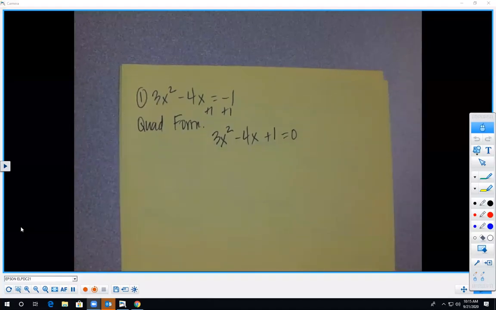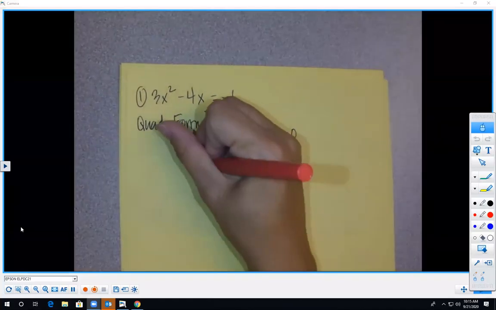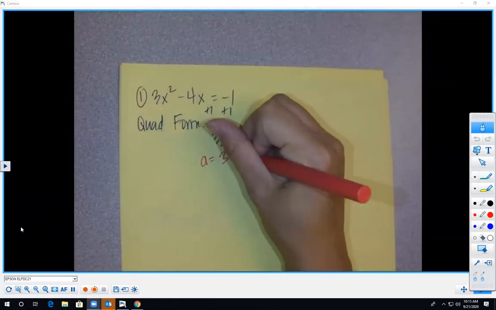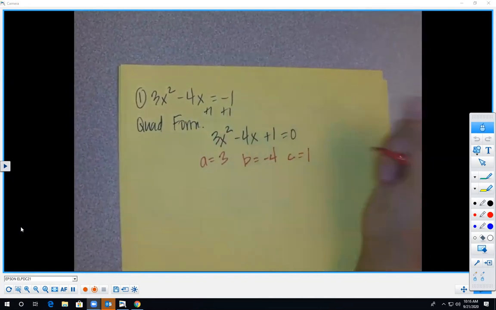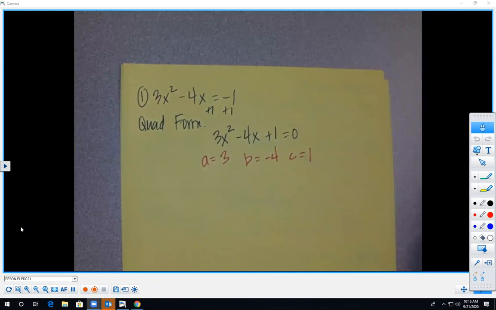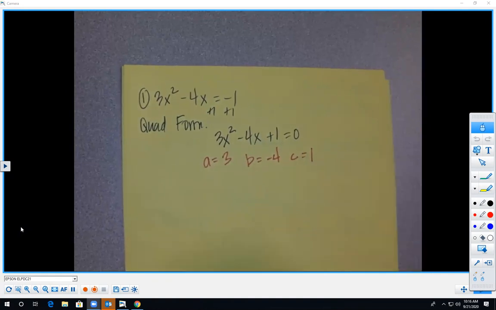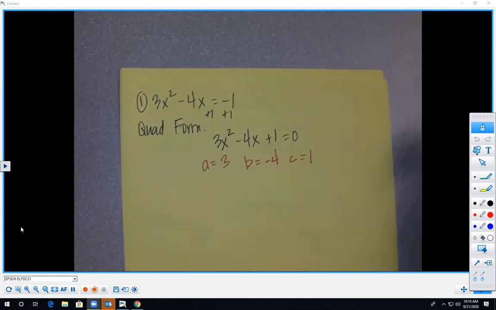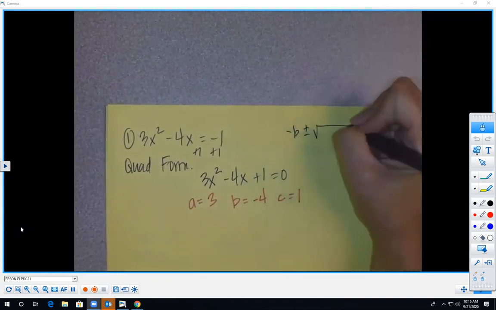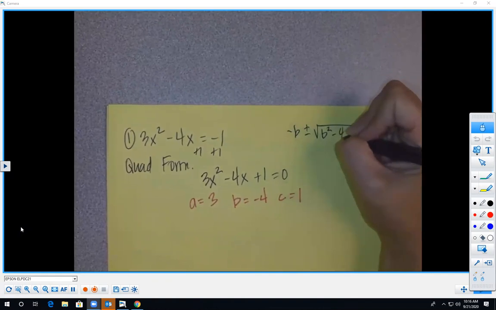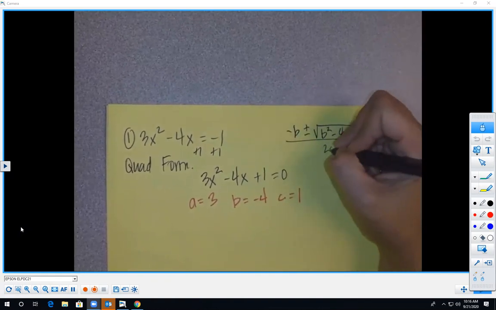Okay, so to plug it in the quadratic formula, what's my a value? What's my b value? What's my c value? So a is 3, b is -4, c is 1. Let's plug it in. Quadratic formula is, if you forgot, x equals -b plus or minus the square root of b squared minus 4ac, all divided by 2a.